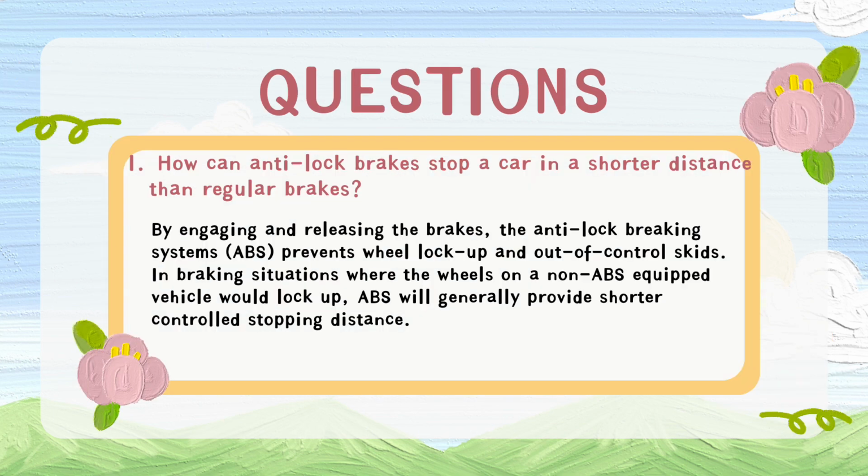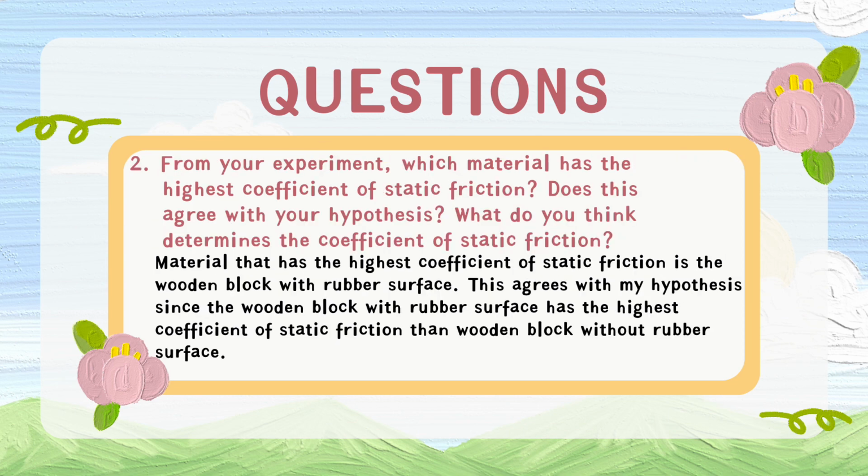Questions. First, how can anti-lock brakes stop a car in a shorter distance than regular brakes? The answer is by engaging and releasing the brakes. The anti-lock braking system, which is known as ABS, prevents wheel lockup and out-of-control skids. In braking situations where the wheels on a non-ABS equipped vehicle would lock up, ABS will generally provide a shorter controlled stopping distance.